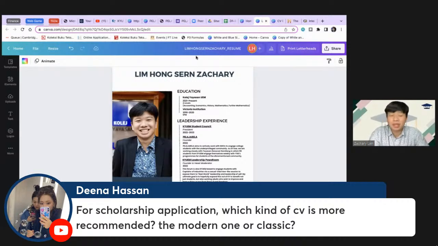But let's say you're more of the person that wants to go the textbook way, like it must look like a professional one, all words and no fancy fonts, no picture, no colors, no icons, no different kind of things. It's just words. Then you go ahead by all means, because it doesn't really matter at this stage. If you're applying for scholarships, you just want to see what you've done. They won't penalize you for using a traditional CV or a modern CV.